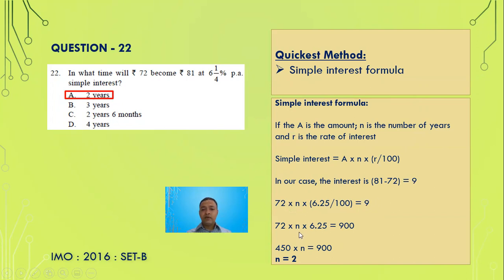So 72 into n into 6.25 is equal to 900, because when the 100 goes there, it becomes 9 into 100 by transposition. 9 into 100 is 900. What is 72 into 6.25? If you multiply it, we will get 450. 450 into n is 900, isn't it? So what is n? N is 2, because if you multiply 450 by 2, it is 900. So number of years is 2. N is equal to 2.